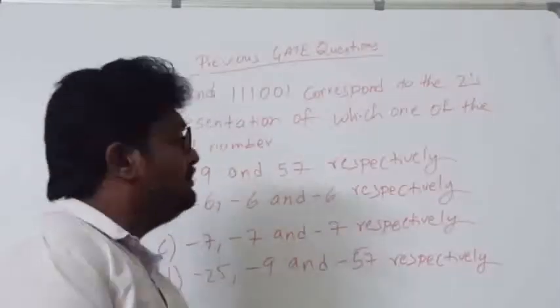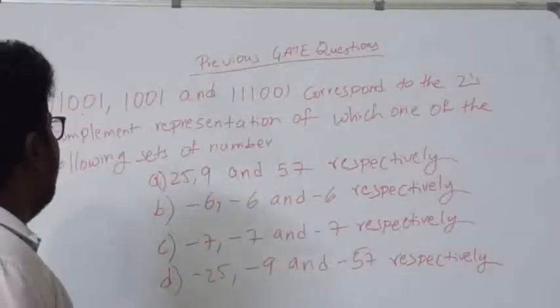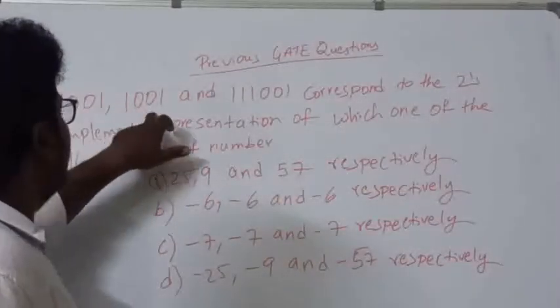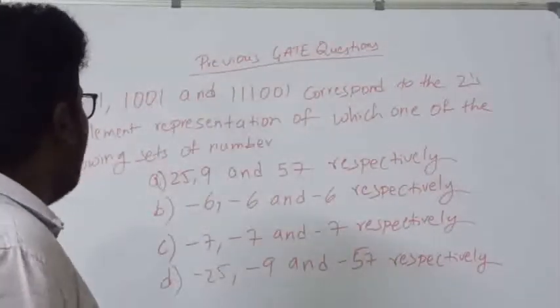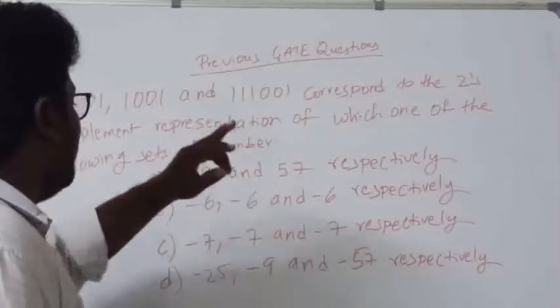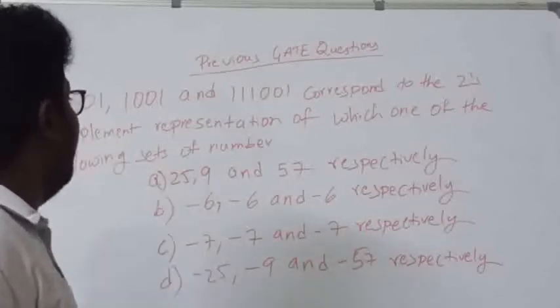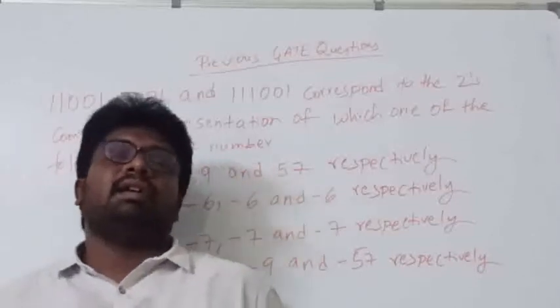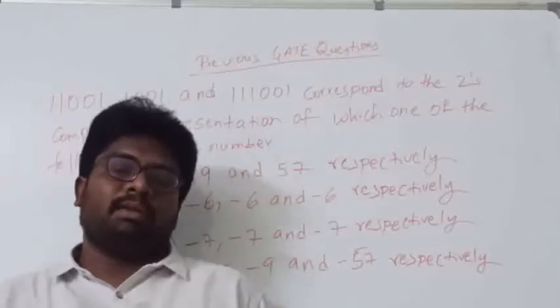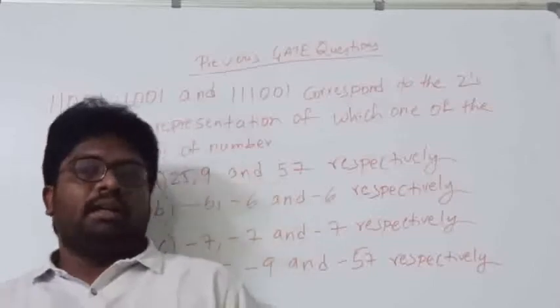Next question: 11001, 1001 and 111001 correspond to the 2's complement representation of which one of the following sets of numbers, and the options have been given. If we observe here, these given numbers are the 2's complement representations of particular decimal numbers.